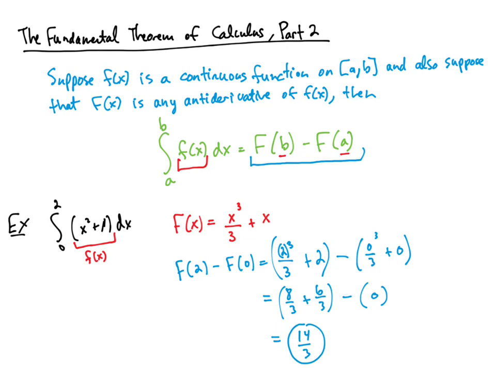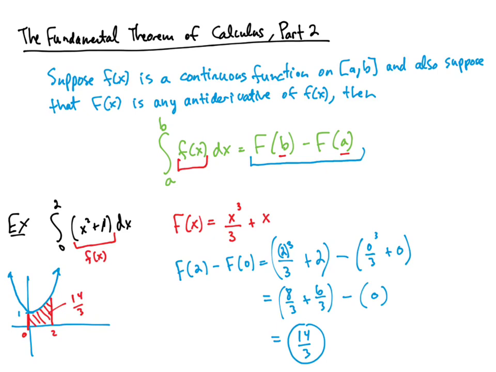So one way to think about what we just did with this definite integral is, well, if we have this function x squared plus 1, okay, so it looks something like that. And what we're doing is we're evaluating that from 0 up to 2, and we just found the area under the curve. Okay, so that area is 14 over 3.